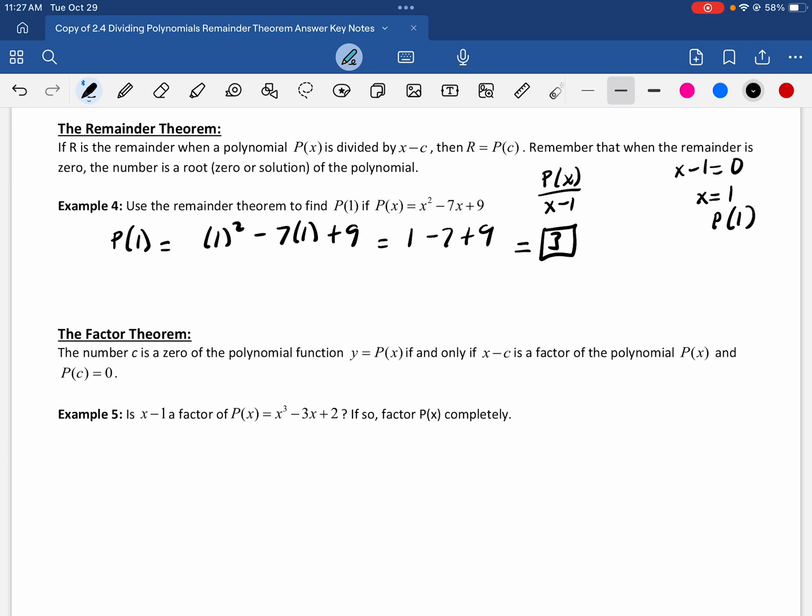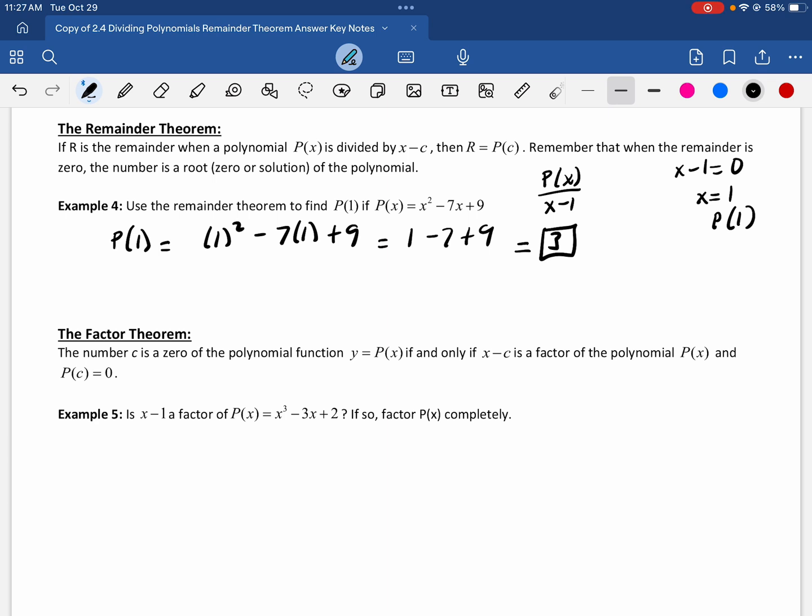All right, going through the factor theorem. The number c is a 0 of the polynomial if and only if x minus c is a factor of it and p of c is equal to 0. So this is basically saying what I just said before. If you do remainder theorem, you plug in that number and you get a remainder of 0, then that tells you that number is one of your solutions or your zeros for that polynomial, or it is a factor of that polynomial. Remember, all those words are kind of interchangeable. Factor, 0, solution, root. Those all kind of mean the same thing, right?